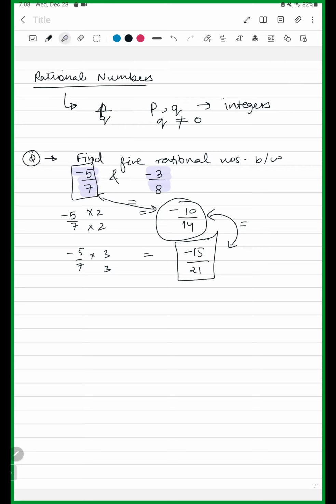How do we do this? Forgotten? See, let me give you another example. Find 5 rational numbers between 5/17 and 16/17. Can you find 5 rational numbers between these two? This is a simpler one. You thought you would do it easily. Tell me.